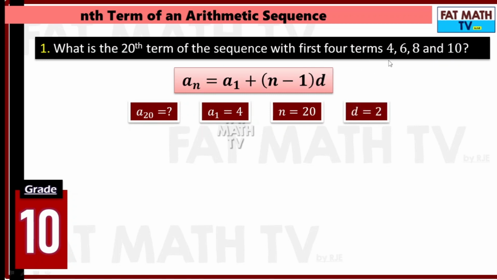How do we get the common difference? Just subtract. 6 minus 4, that's 2. Or 8 minus 6. Or 10 minus 8, that's 2. That's the common difference.